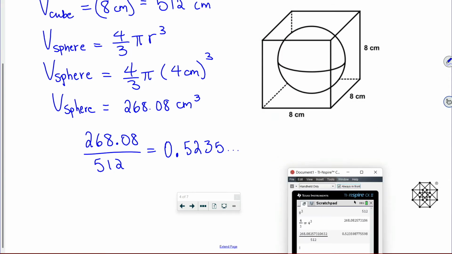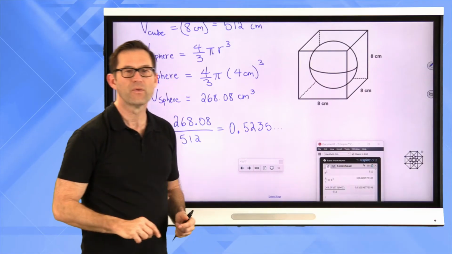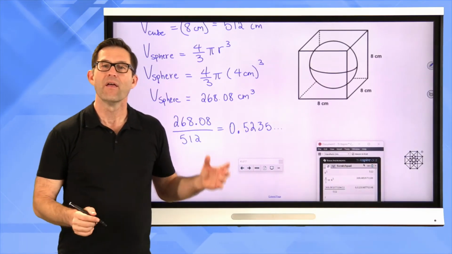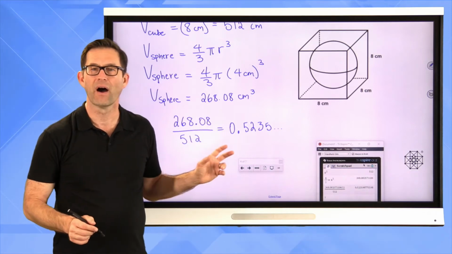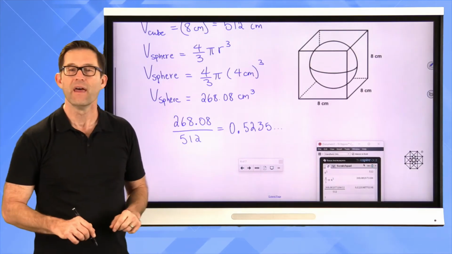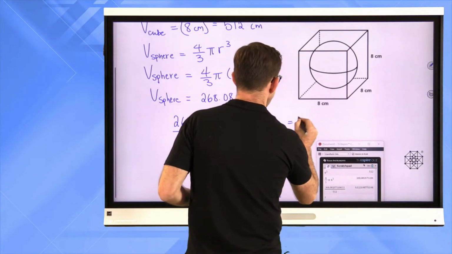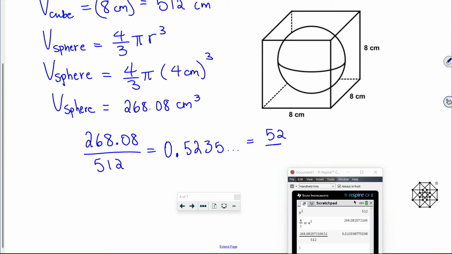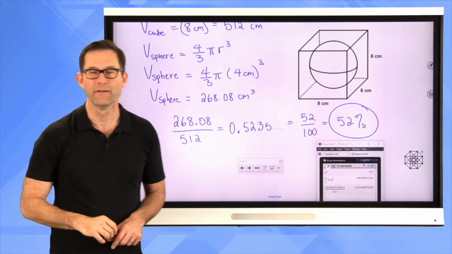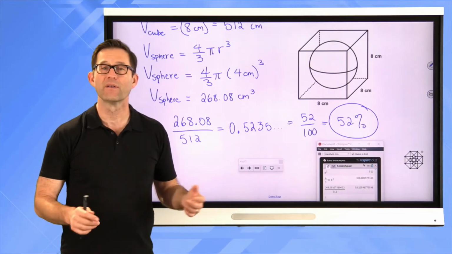Okay, and what did we want? We wanted it accurate to the nearest percent. Now, think about this: the fraction that it occupies is 0.52, 52 out of 100. If you need to, you could always multiply this by 100, but this is roughly 52 out of 100, which is 52%. Now, again, it's actually 52.35 out of 100, but rounded to the nearest percent, it's 52%.